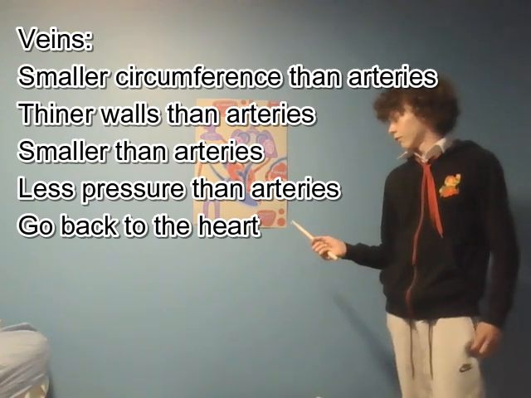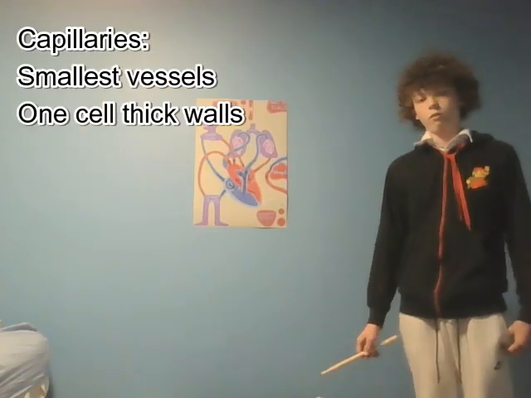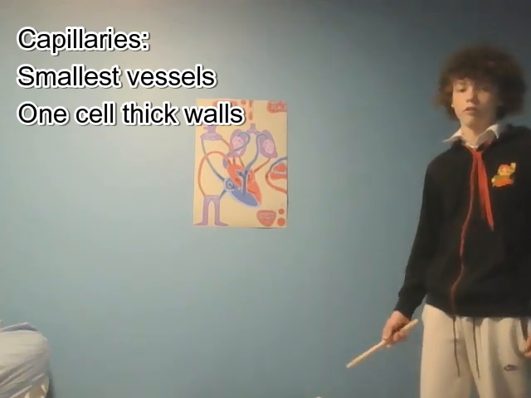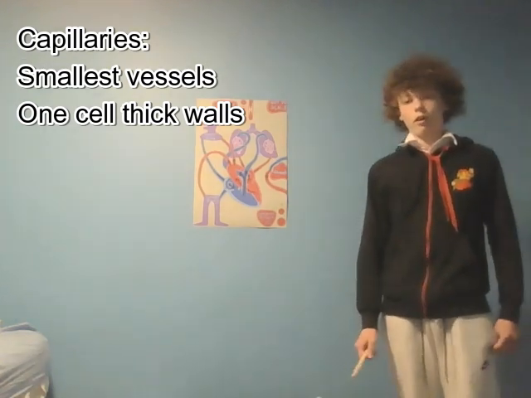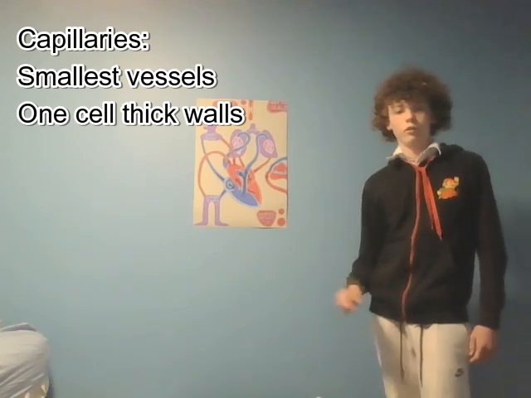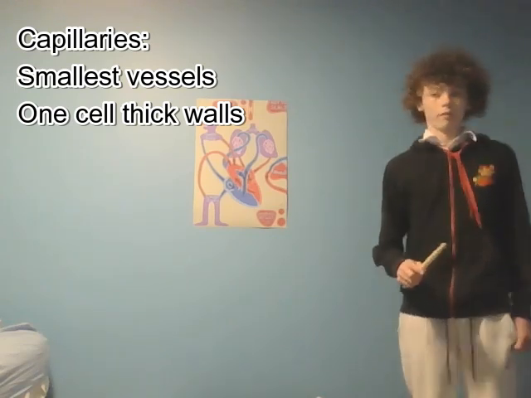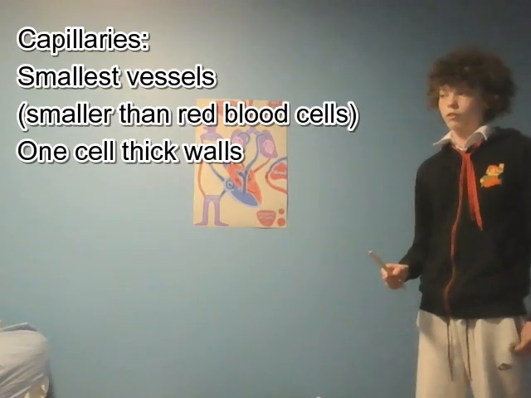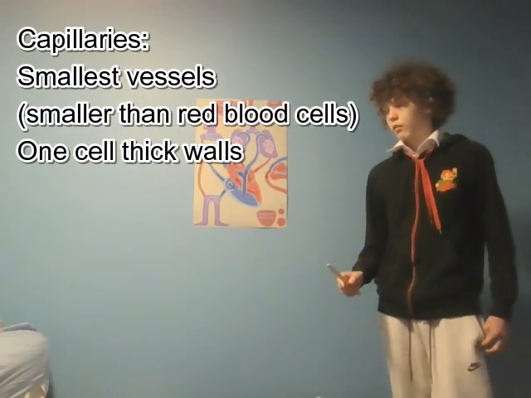The capillaries are the smallest ones by far, with one cell thick walls to let gas exchange happen. Red blood cells actually have to be squishy to fit into the capillaries because the capillaries are actually smaller than the red blood cells, which is slightly concerning. Don't know how that isn't clogged up, but yeah.